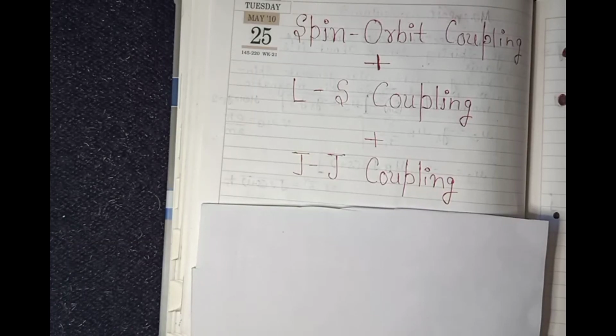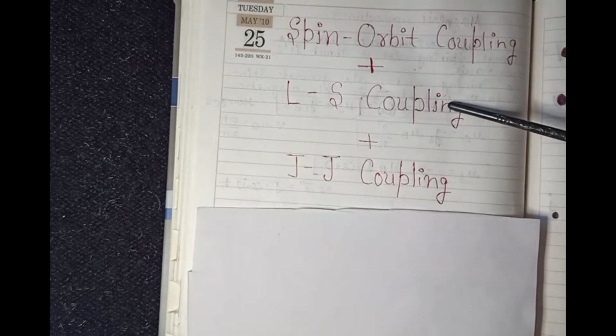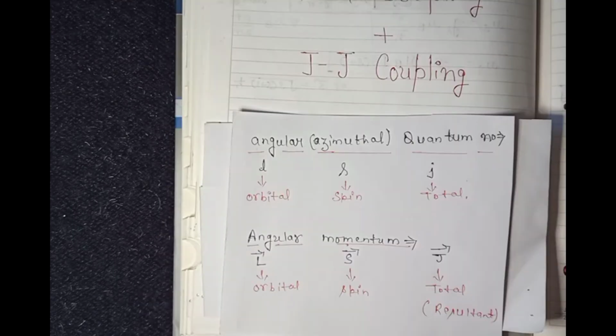Today I am going to define spin orbit coupling, LS coupling and JJ coupling. Before starting my lecture, we will differentiate between notation.